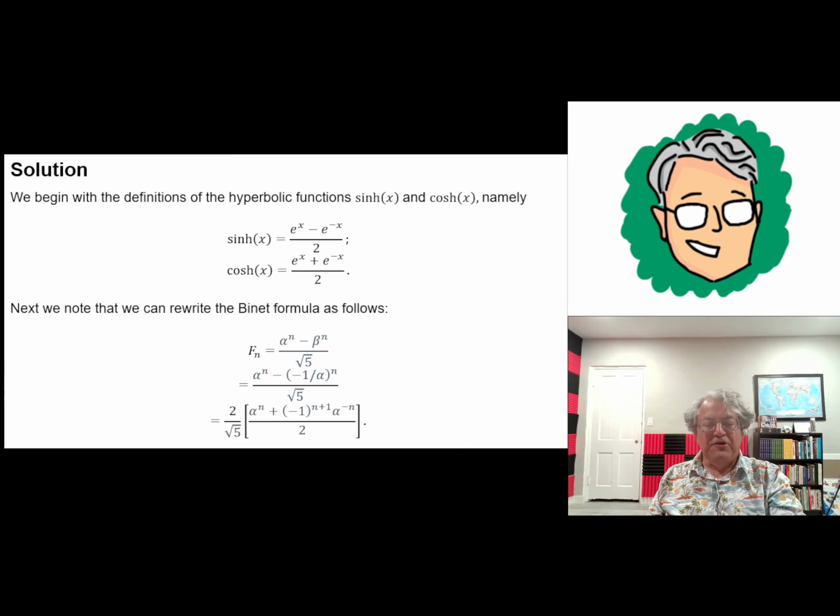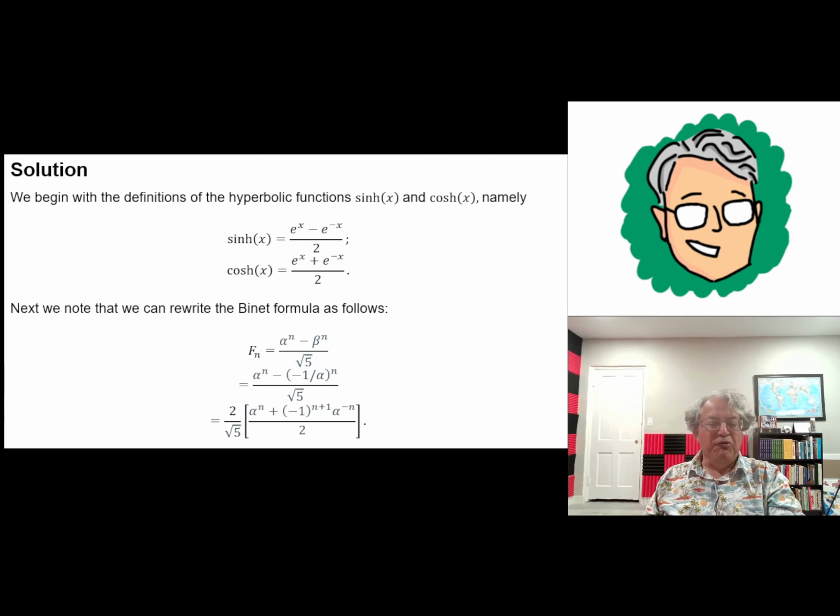So now we just want to apply these formulas. So we could do a little bit of algebraic manipulation on the Binet formula. And the first thing we notice is that we can write beta as minus 1 over alpha, like I showed earlier. And if you do that and simplify, I'm pulling out this factor of 2 over square root of 5. That's going to turn out to be our constant a. And then what you're left with inside this bracket is alpha to the n plus minus 1 to the n plus 1 times alpha to the minus n all over 2.